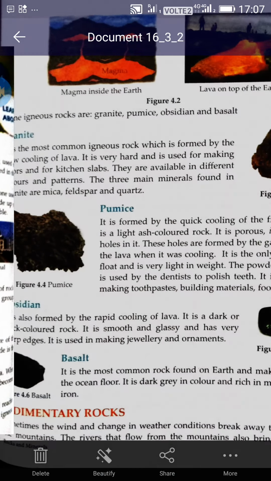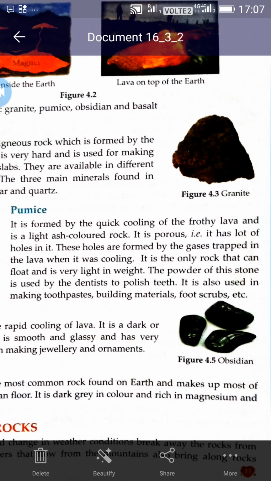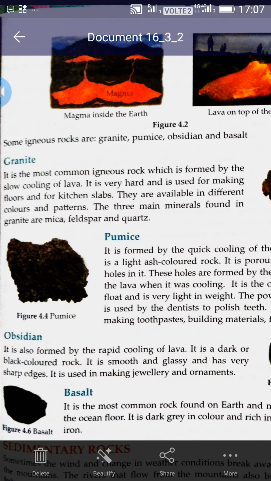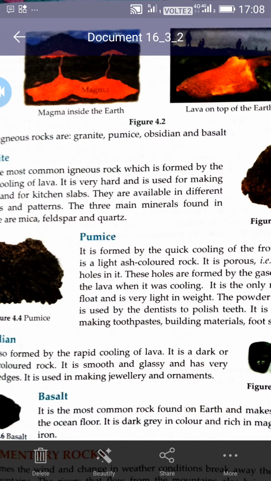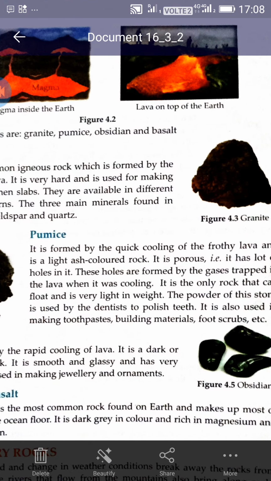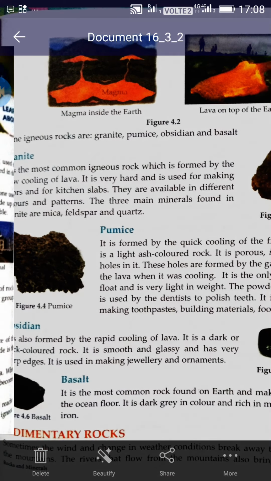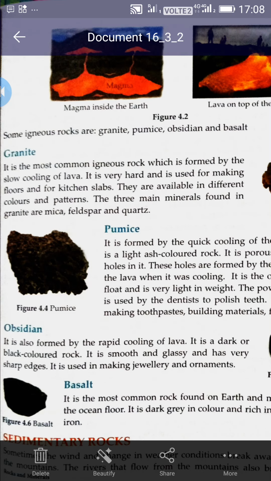Clear, everyone? The uses of pumice and how it is formed. Today I told you about two types of igneous rocks, granite and pumice, and how they are formed. Granite is formed by the slow cooling of lava and pumice by the fast cooling of lava. Pumice has holes in it. How are these holes formed? By the gases trapped during the cooling of lava. And pumice is the only rock that is very light in weight, that's why it floats on water.